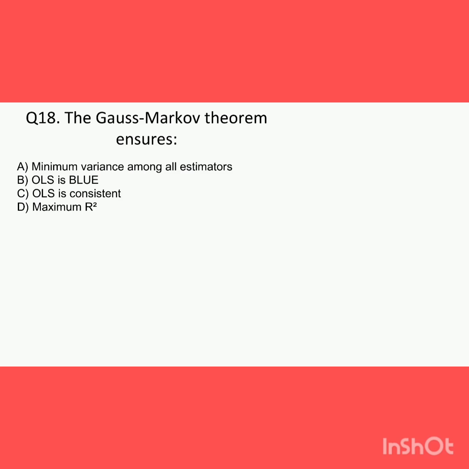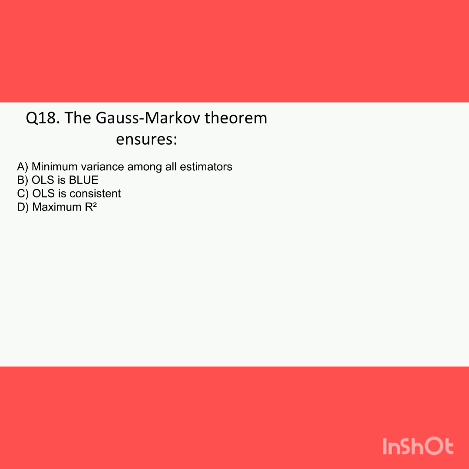Now question number 18. The Gauss-Markov theorem ensures option A, minimum variance among all estimators. Option B, OLS is BLUE. Option C, OLS is consistent. Option D, minimum R square.